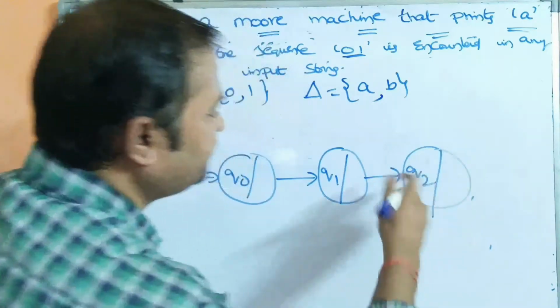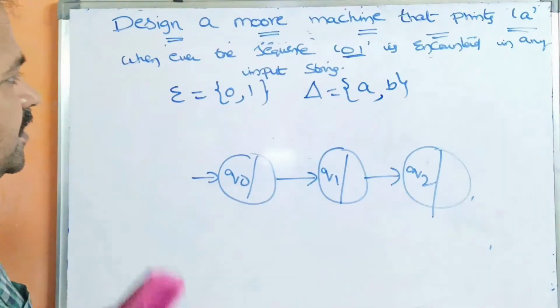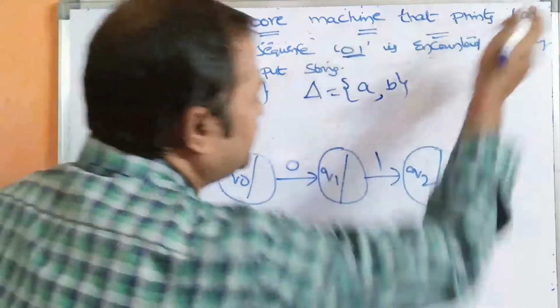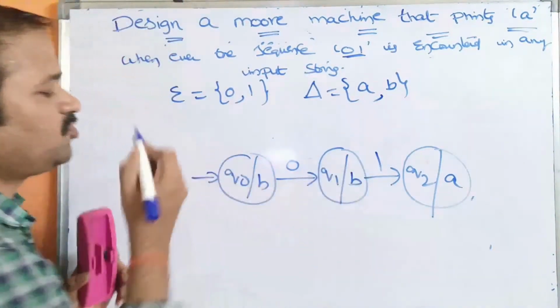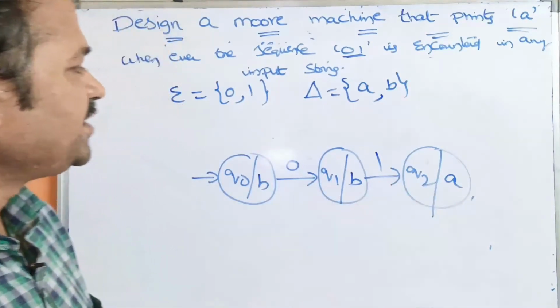A Moore machine means we don't have any final state, but the initial state is Q0. If the input sequence is 01, then we have to print A as the output. Otherwise, B is the output. So Q0 output is B, Q1 output is B, Q2 output is A.